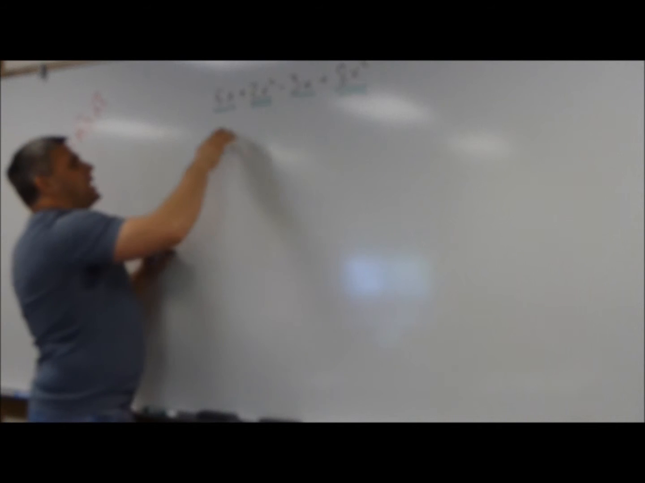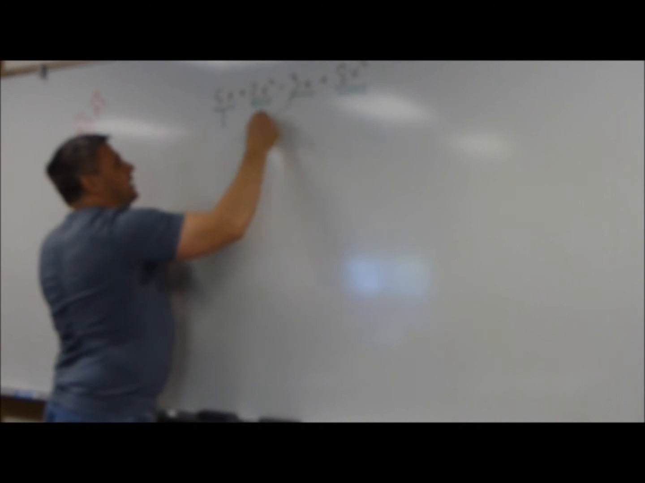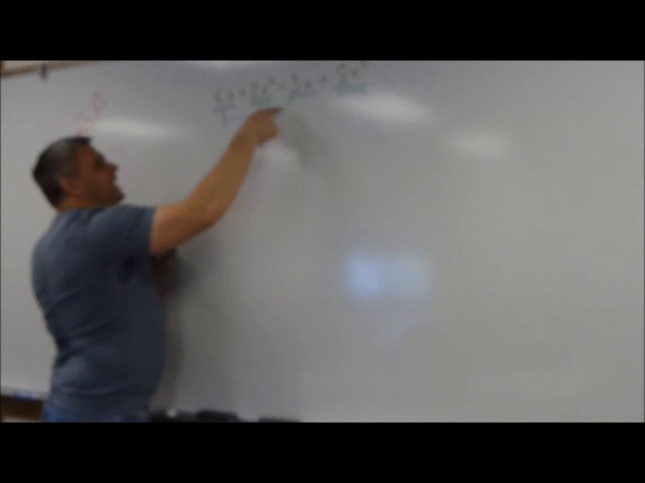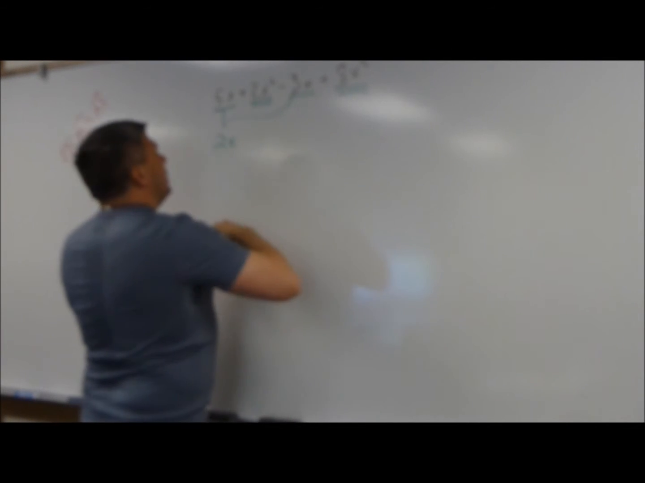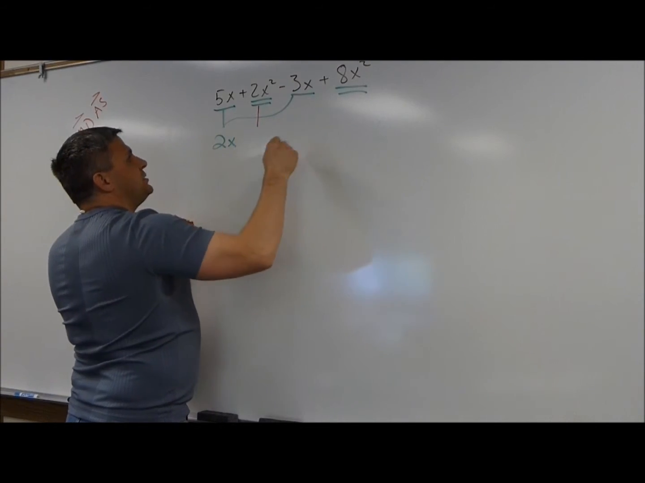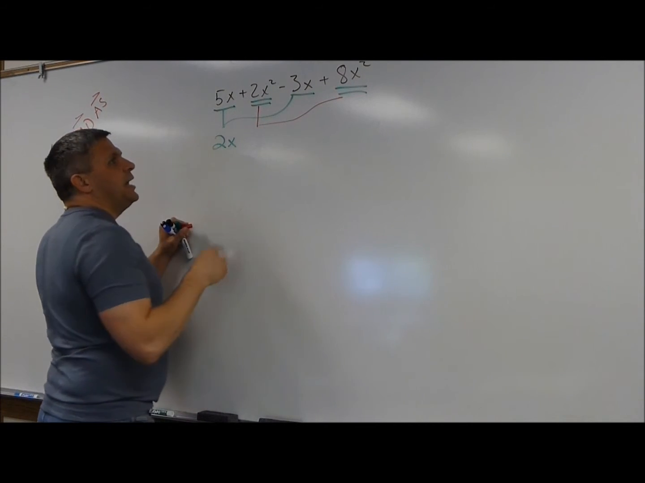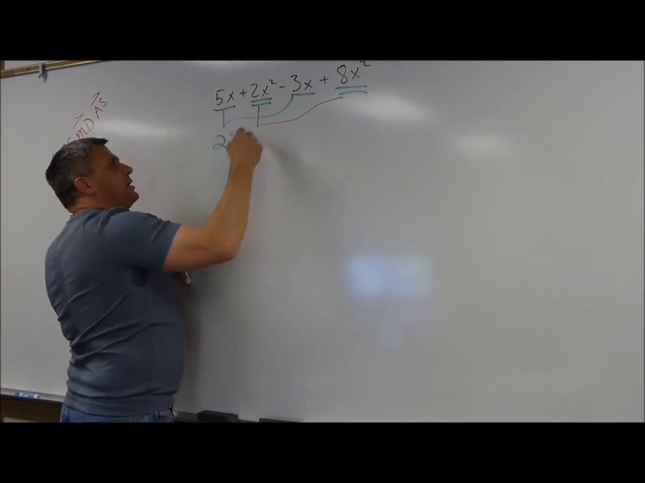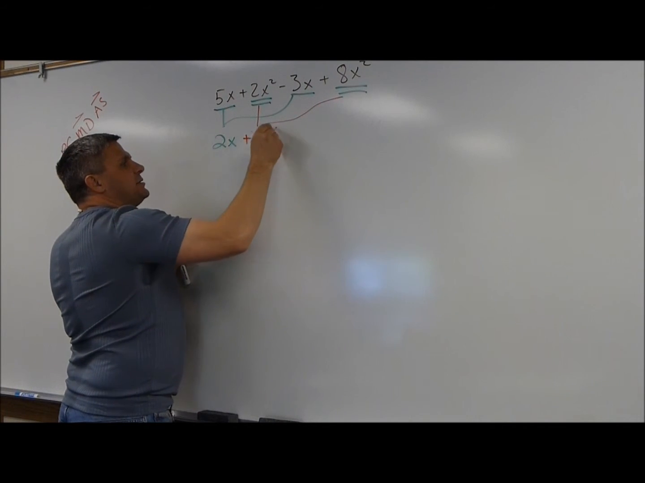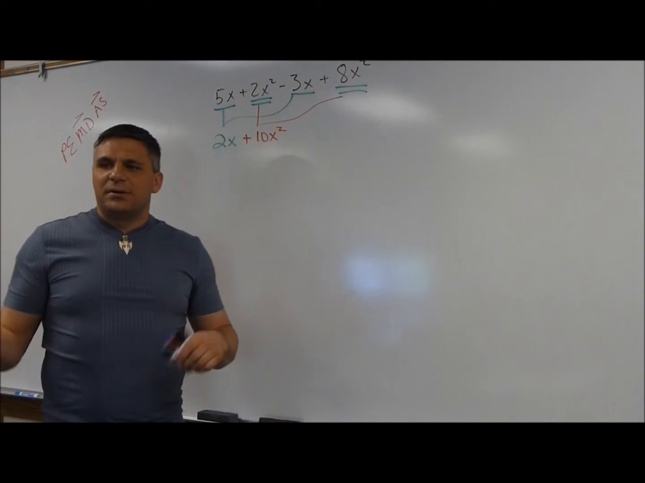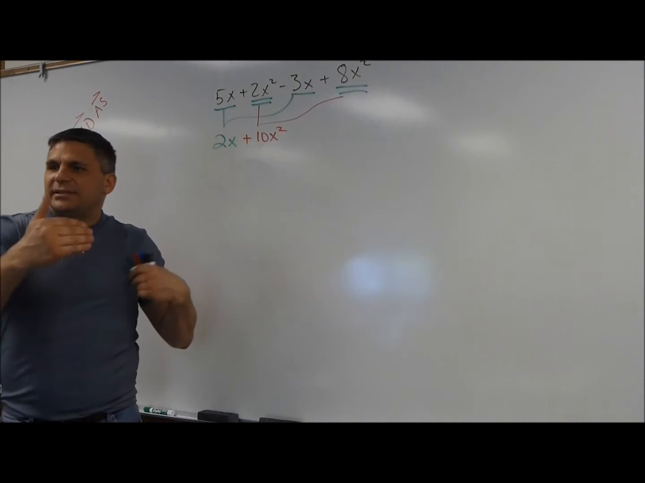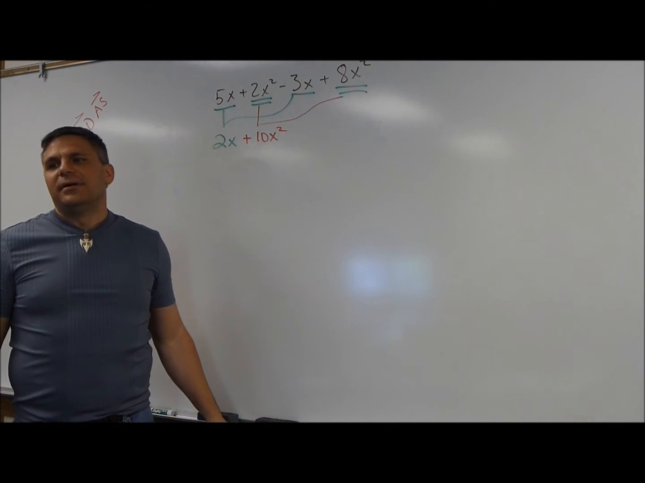So now I can collect my x's and have 5x plus negative 3x and get 2x. And then I can look at my x squareds and get 2x squared plus 8x squared is going to give me plus 10x squared. And now here comes another kicker. The way we like to put things is in alphabetical order. Now on the last one it was x, y, z. So it's already in alphabetical order.